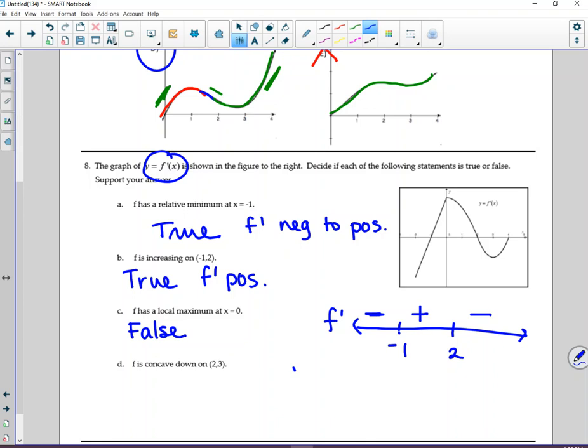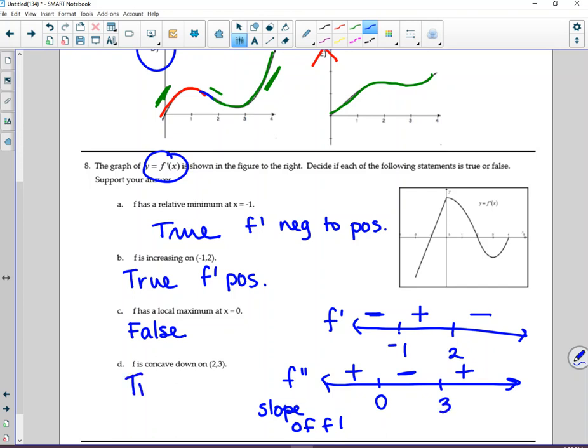All right, let's talk about the concavities, or the slopes of F prime. So it's got a positive slope, and then a negative slope, and then a positive slope. Looks like we got a change of slope at 0, and we got a change of slope at 3. So 2 to 3 fits into the concave down interval. I'd say true. F double prime less than 0.